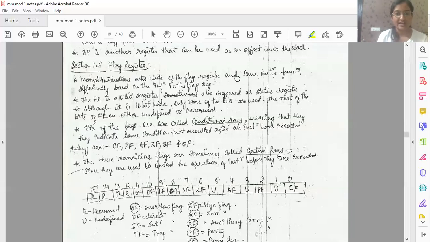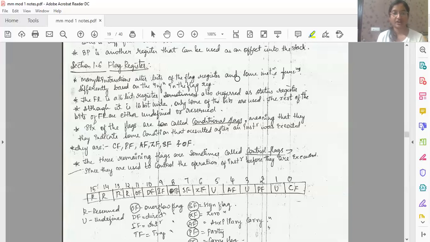The 3 remaining flags are sometimes called control flags, right? The other 3 flags are called control flags. So there are 2 types of flags present in 8086. One is conditional flags and the other is control flags. Conditional flags will be updated depending upon the result after a particular instruction is executed. I hope it is clear to you all. These are the carry flag, parity flag, auxiliary flag, zero flag, sign flag, and overflow flag.